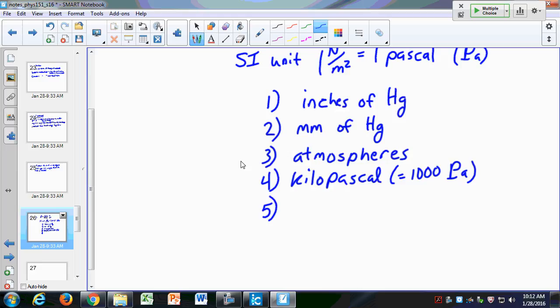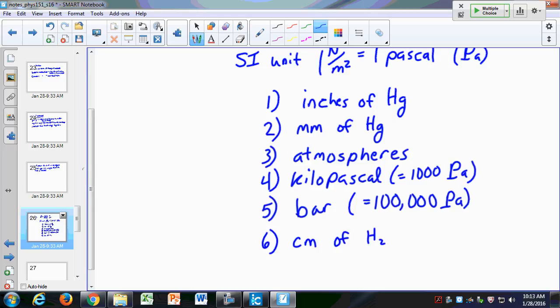We can also see it in bars. Because we see that in bars, this is equal to 100,000 pascals. And finally, we can see it in centimeters of H2O. Centimeters of water, or H2O.